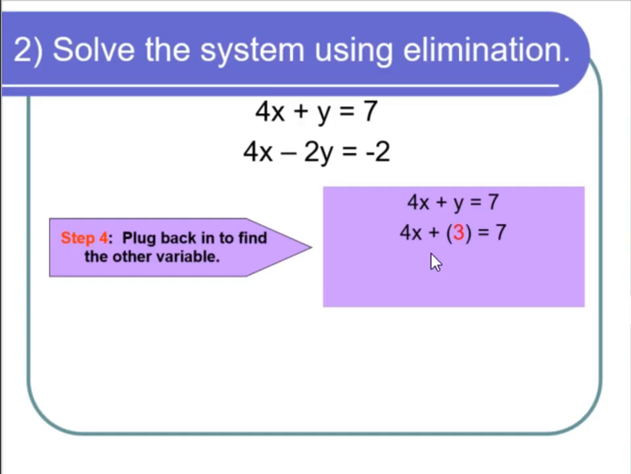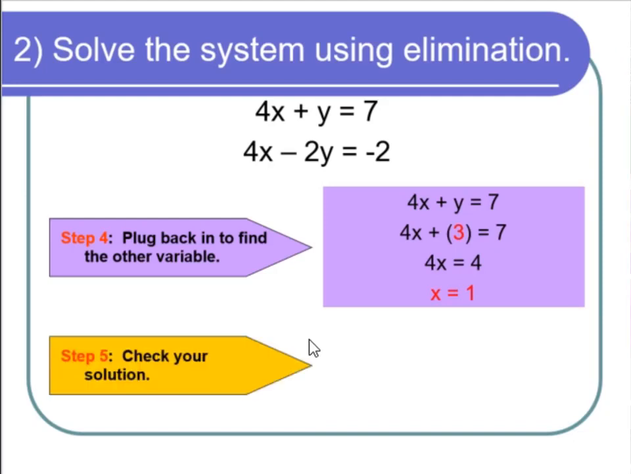Our equation now will become 4x is equal to 7 minus 3, and 7 minus 3 is equal to 4. So 4x is equal to 4. We divide both sides of the equation by the coefficient of x, which is 4. 4x divided by 4 will give x, and 4 divided by 4 is equal to 1. Now we have the value of x as 1, and the value of y is equal to 3.